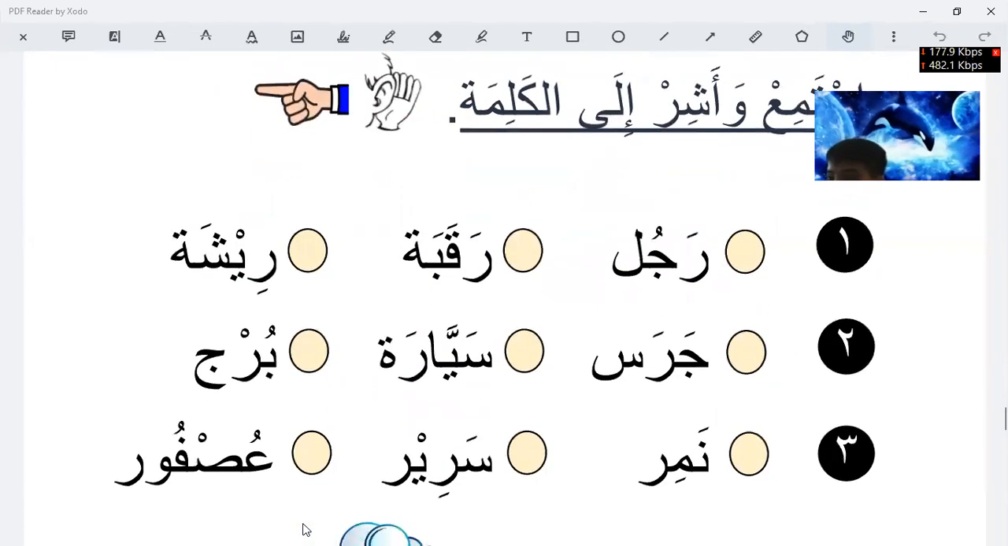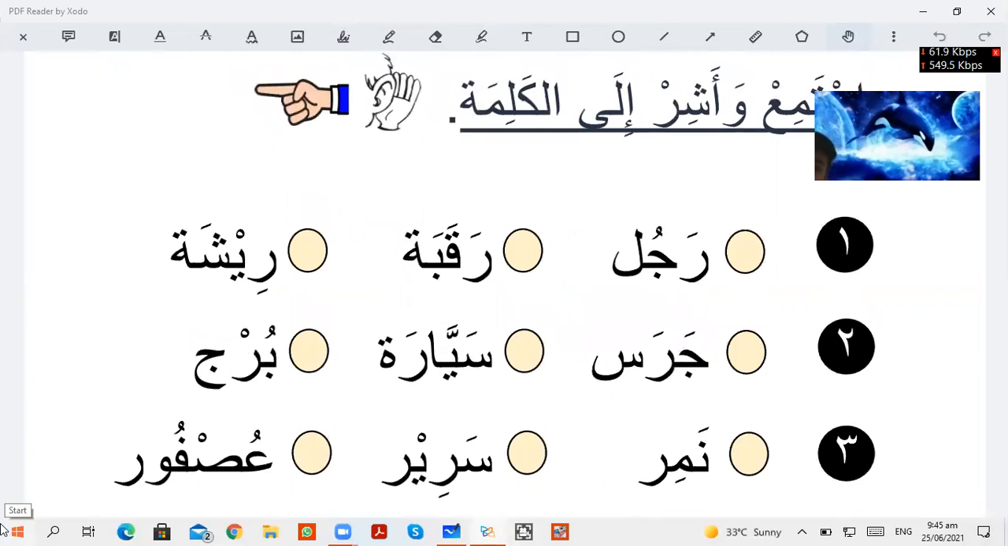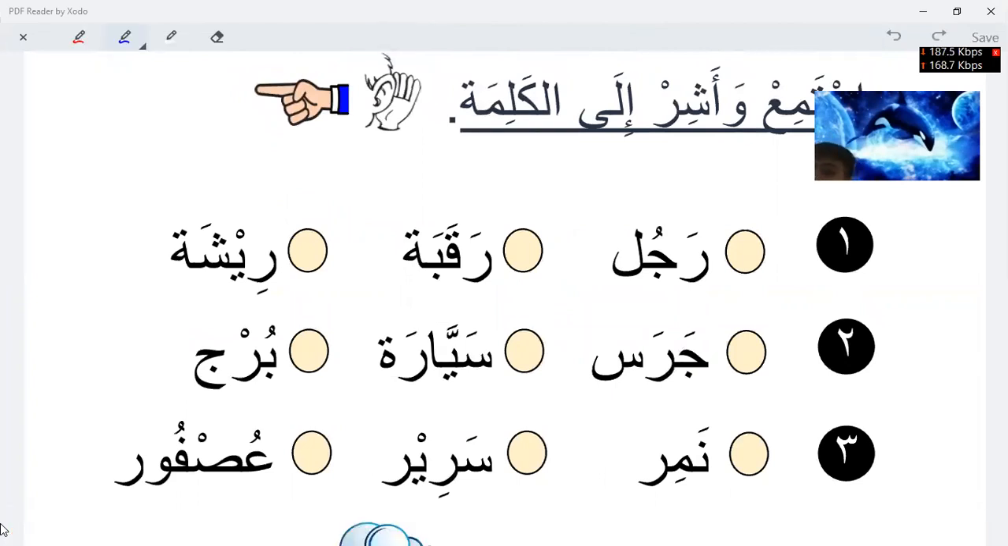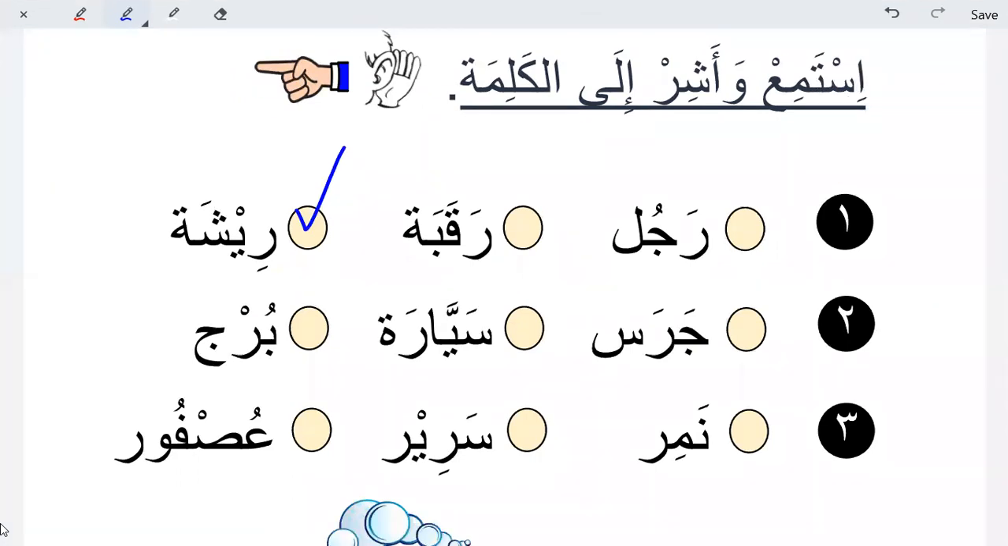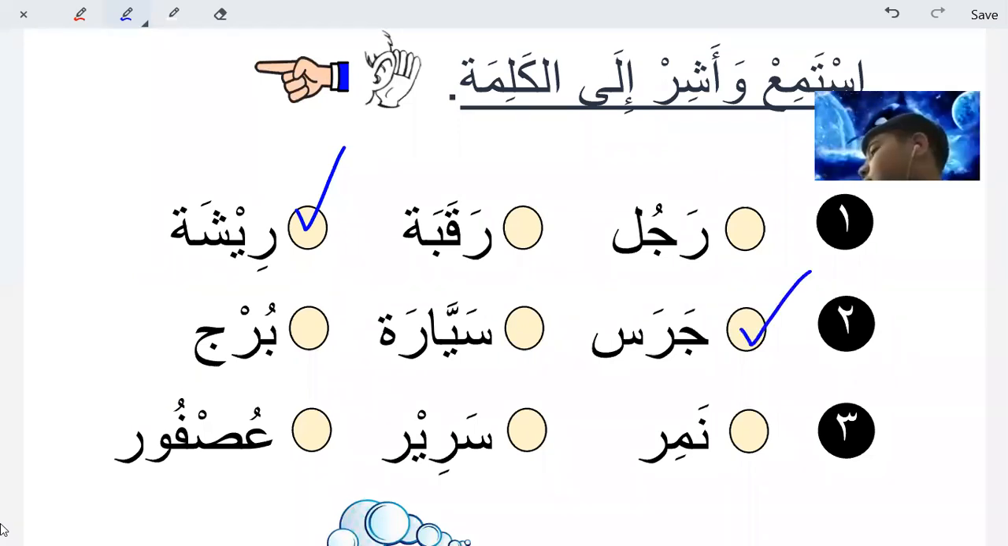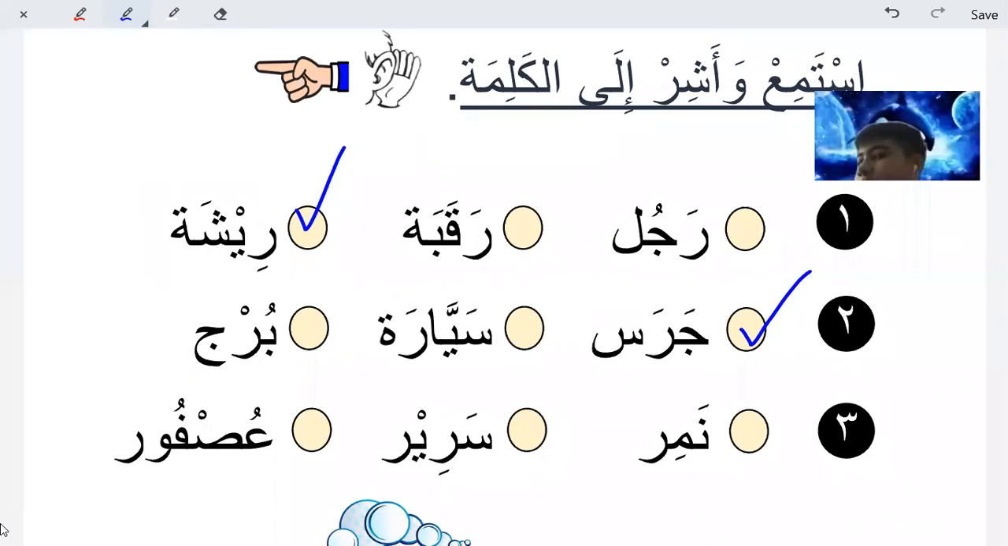Istami wa ushir ila al-kalima, listen and point to the word. So, okay. Feather, the third one. Good. Bell. Jaras, right? Jaras. Then bed. Sarir. Good. Sarir.